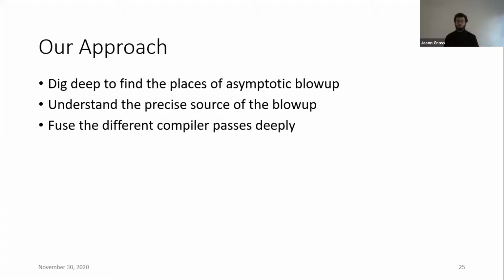Let me tell you our approach to solving performance issues. We dig deep to find the places where there's asymptotic blowup, and then understand very precisely what the source of this blowup is. As we discovered, the key ingredient, the solution in the case of partial evaluation in fiat crypto, was to fuse the various reduction and compiler passes on a deep level.